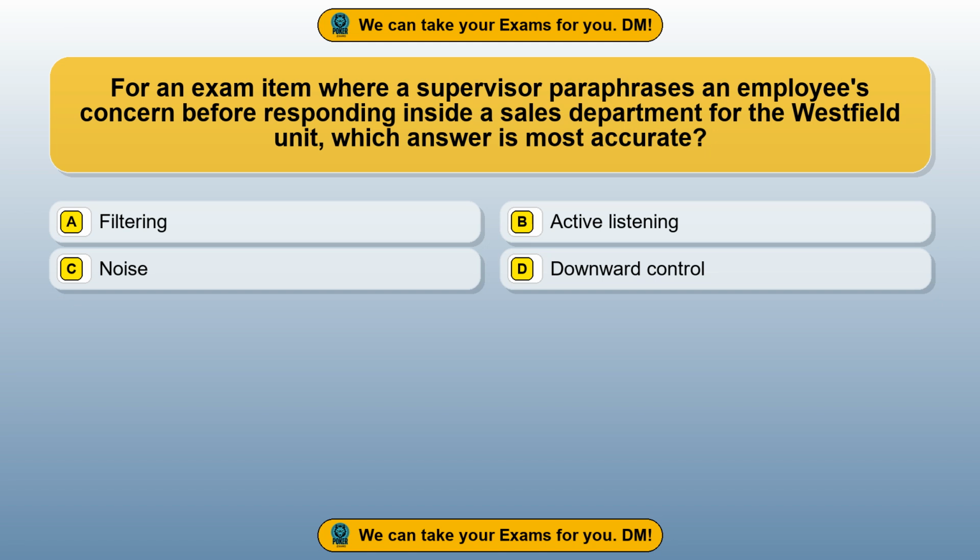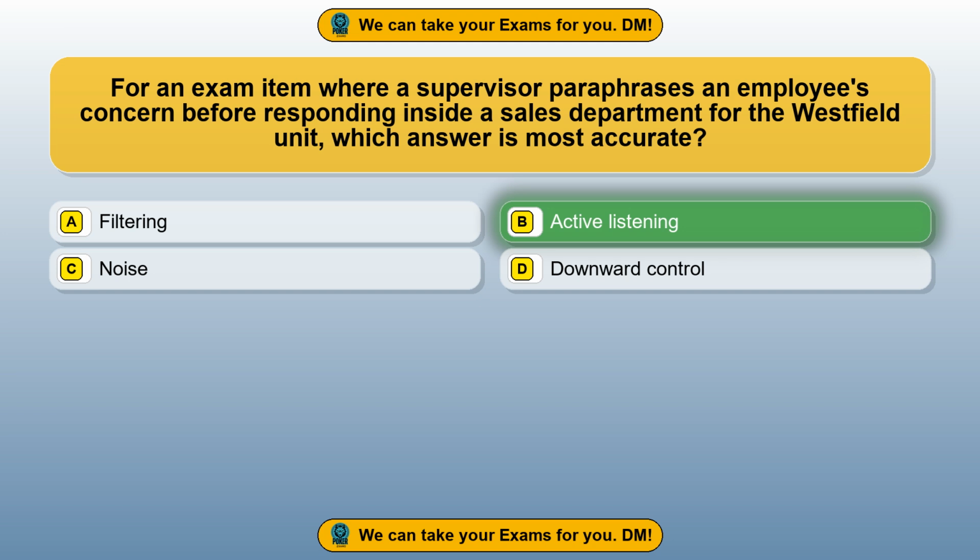Question 92. For an exam item where a supervisor paraphrases an employee's concern before responding inside a sales department for the Westfield unit, which answer is most accurate? Option A, filtering. Option B, active listening. Option C, noise. Option D, downward control. The correct answer is option B, active listening.